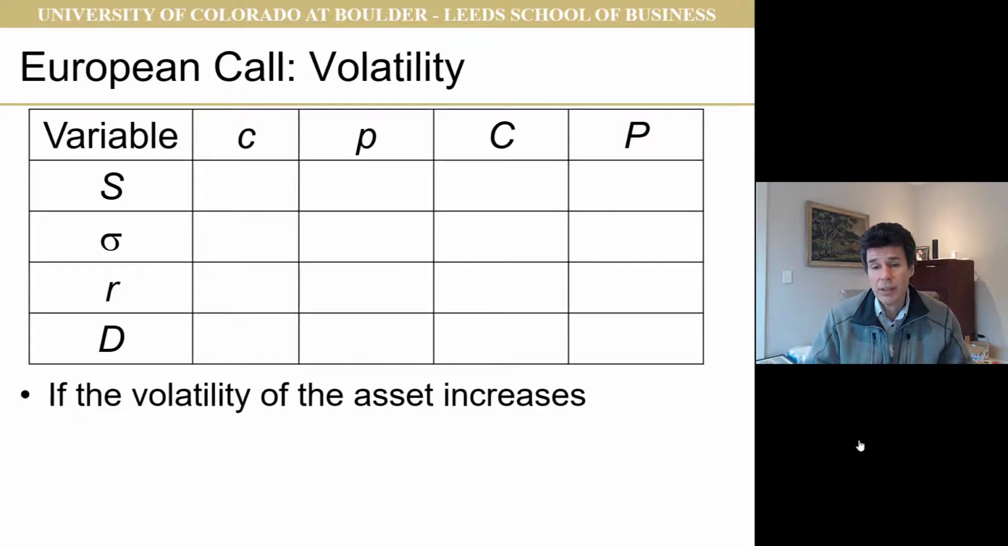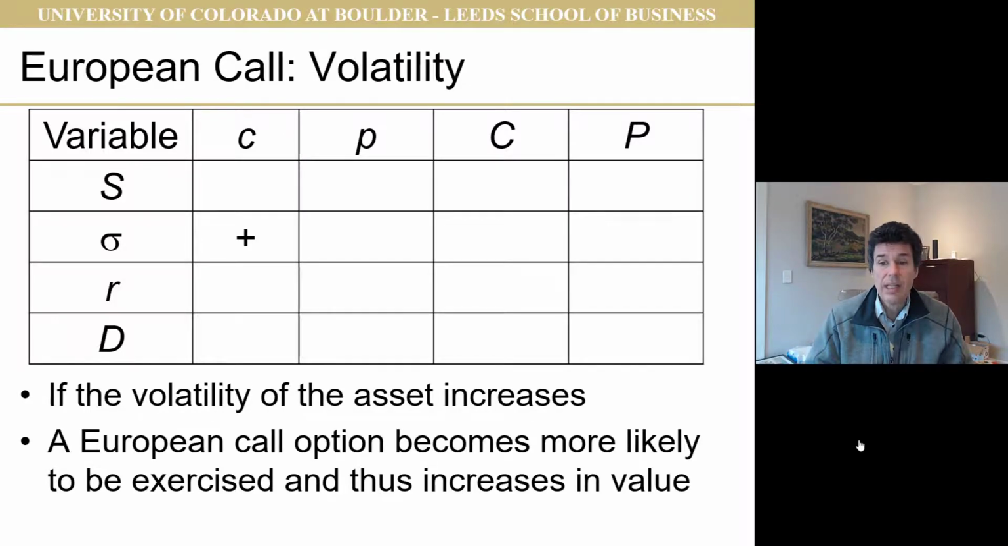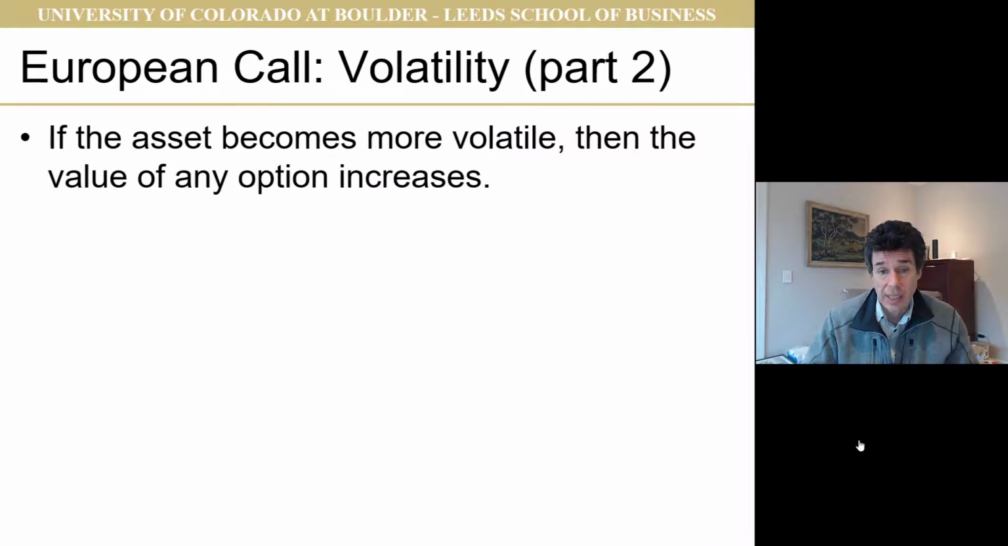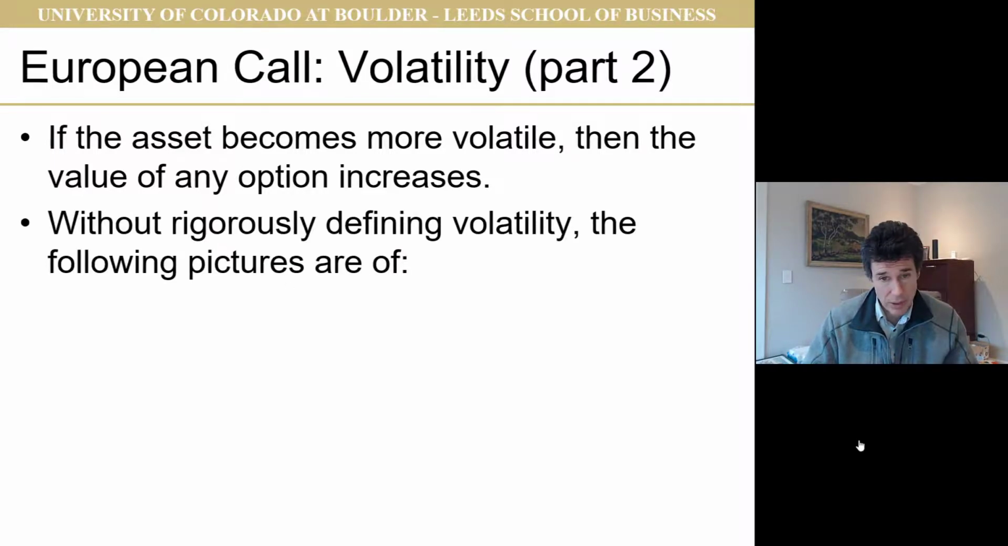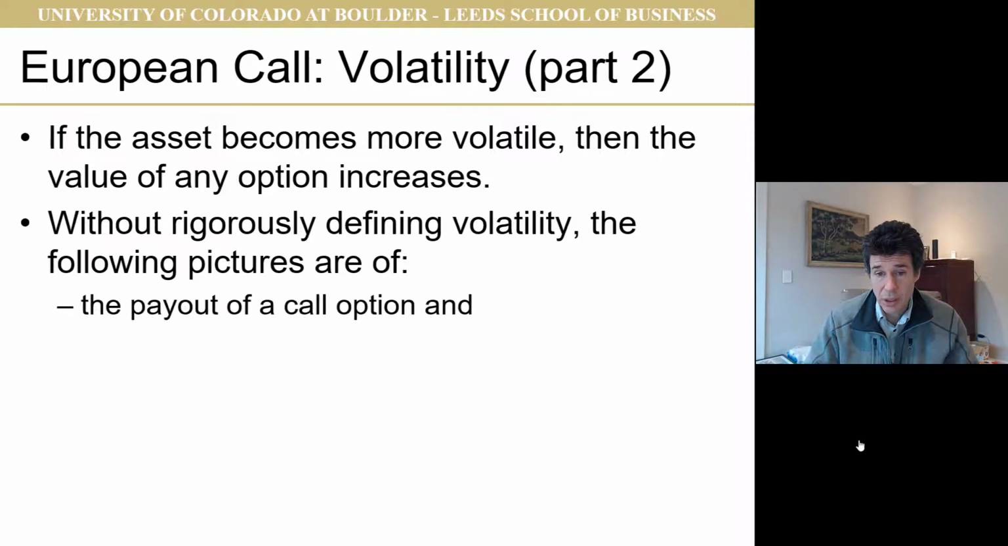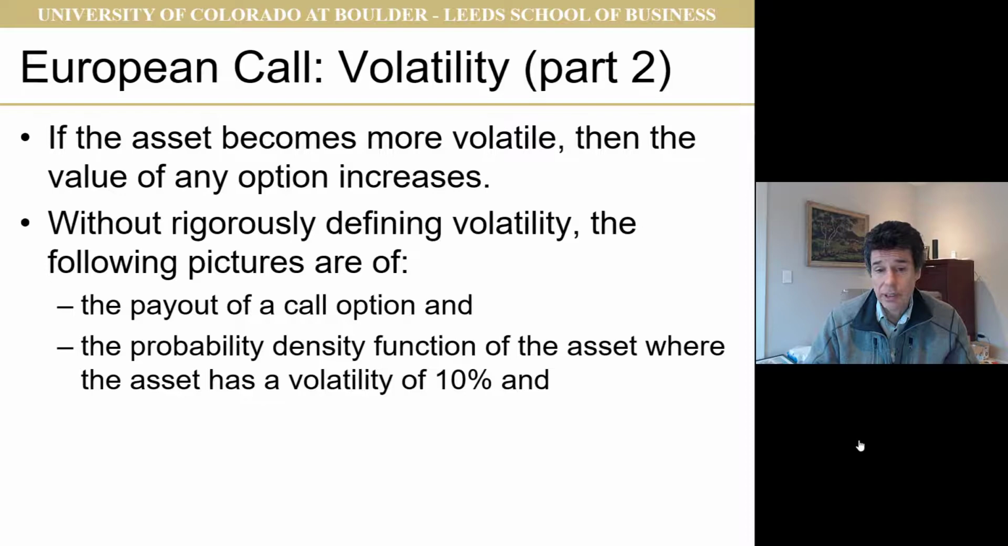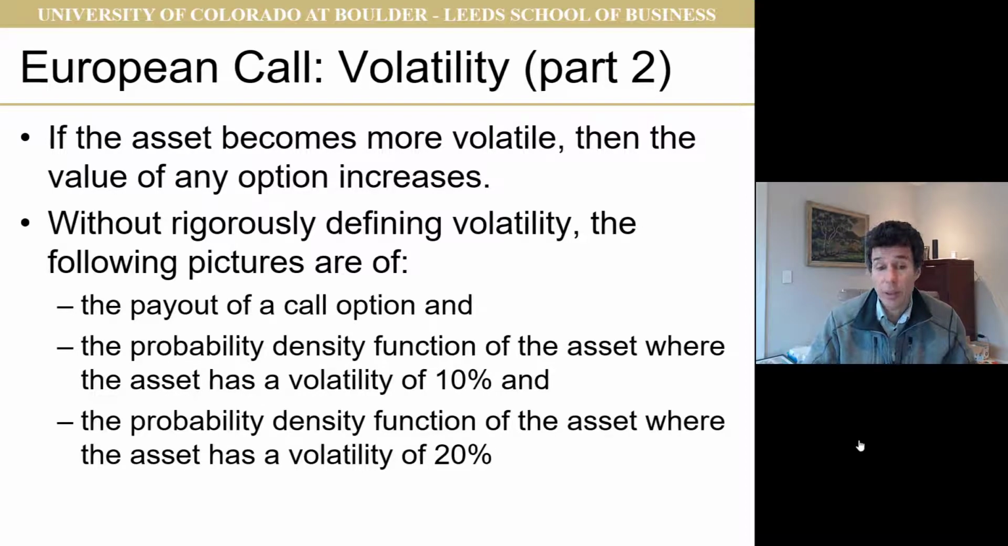Volatility. If the volatility of an asset increases, then a European call option becomes more likely to be exercised and thus increases in value. Now, this is true for all options, so let's spend a little time thinking about this situation. If the asset becomes more volatile, then the value of any option increases. This is easiest to think about in a picture. We're not rigorously defining volatility, we'll do that later. But the following pictures are of the payout of a call option and the probability density function of the asset, where the asset has a volatility of either 10% or 20%.